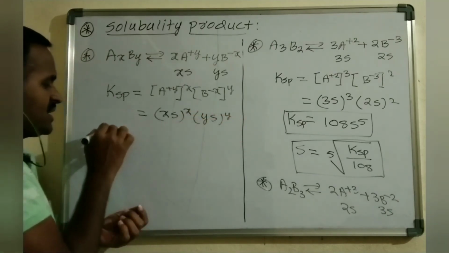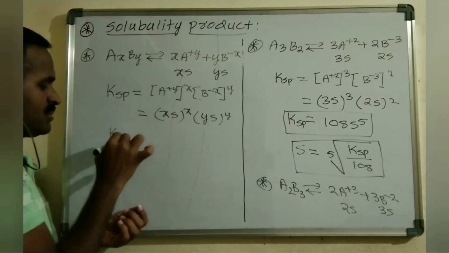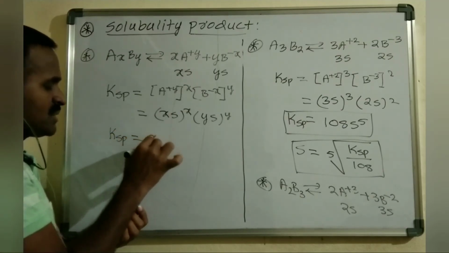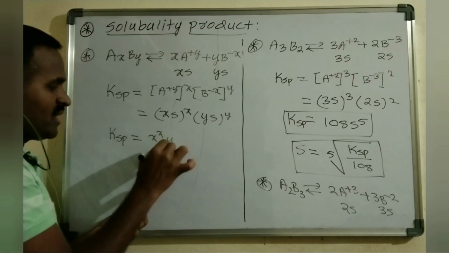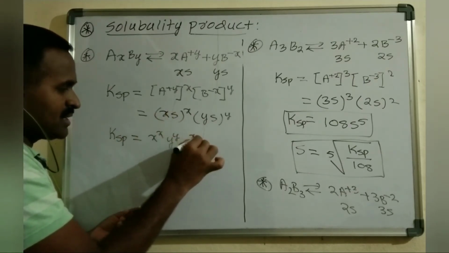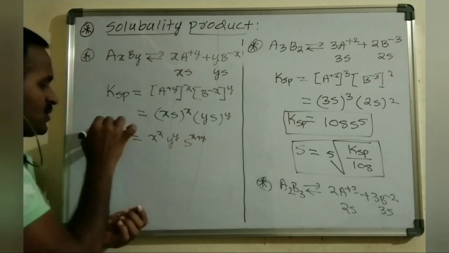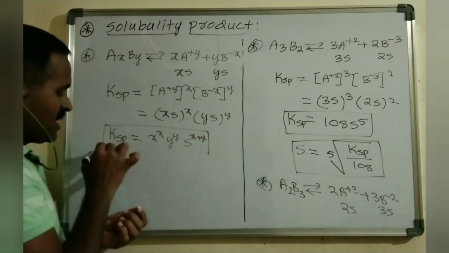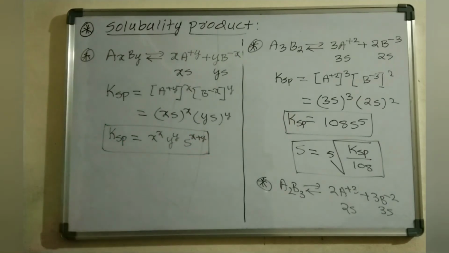So I can write the solubility product Ksp equals x^x y^y S^(x+y). This is the simple solubility product expression for the general formula AxBy type of electrolyte.